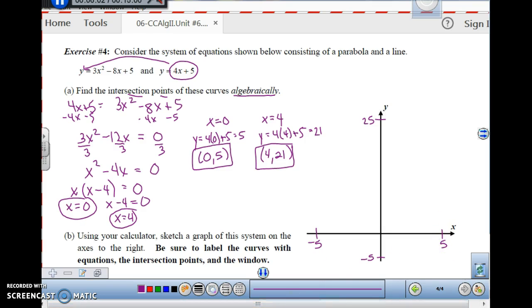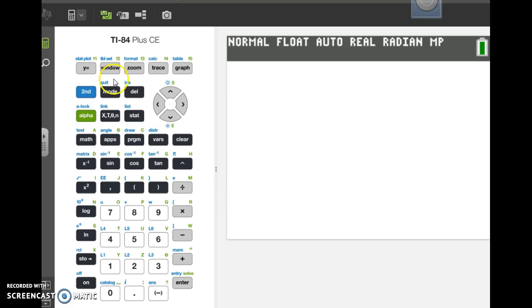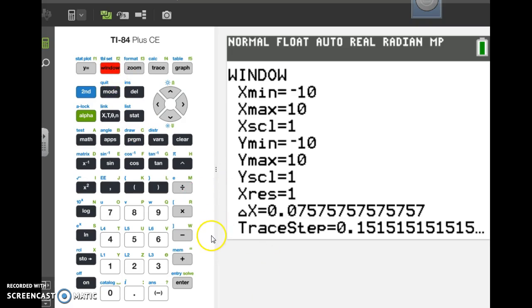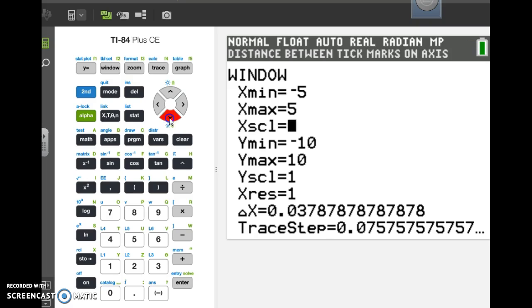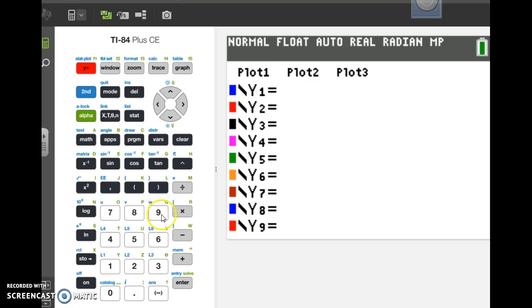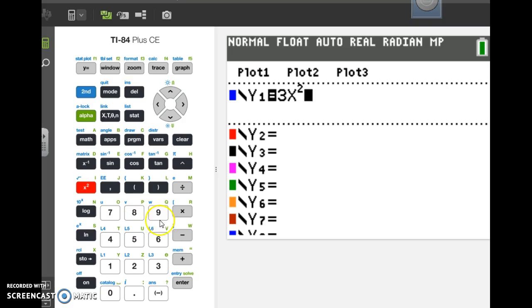All right, so the first thing I'm going to do is adjust my calculator so I can fix the window. All right, so my x's I decided were going to be from negative 5 to positive 5. Scale of 1 is fine. The y minimum is going to be negative 5, but I'm going to go up to 25 so that my whole parabola will fit on the graph. All right, let's go to y equals. All right, let's put in our values. 3x squared minus 8x plus 5, and then the other equation is y equals 4x plus 5.